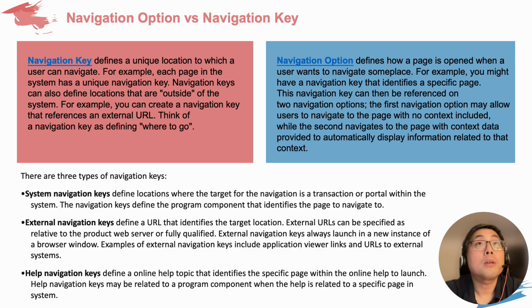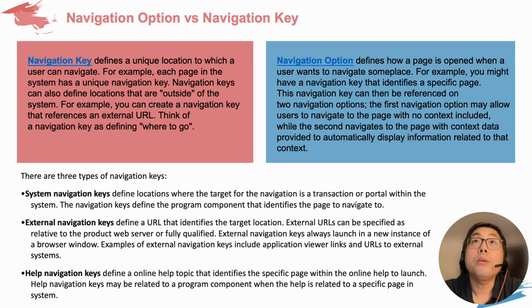For example, you can create a navigation key referring to an external URL. You can think of a navigation key as where to go. Navigation option defines how a page is opened when a user wants to navigate somewhere. Navigation option normally refers to a navigation key. Not all the time, but it can.